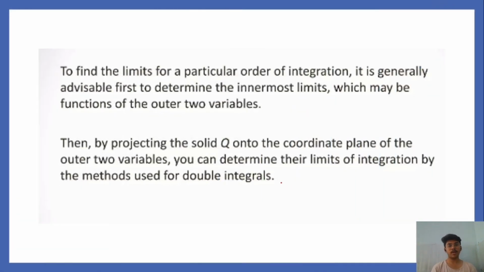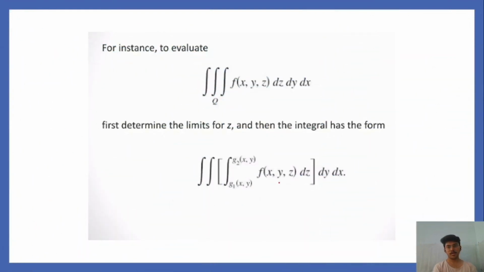To find the limits for a particular order of integration, it is generally advisable first to determine the innermost limits, which may be functions of the outer two variables. Then, by projecting the solid Q onto the coordinate plane of the outer two variables, you can determine the limits of integration by the method used for double integration. For instance, to evaluate the triple integration over Q of f of x, y, z dz dy dx, first determine the limits for z, then consider the limits for y, and then the limits for x.